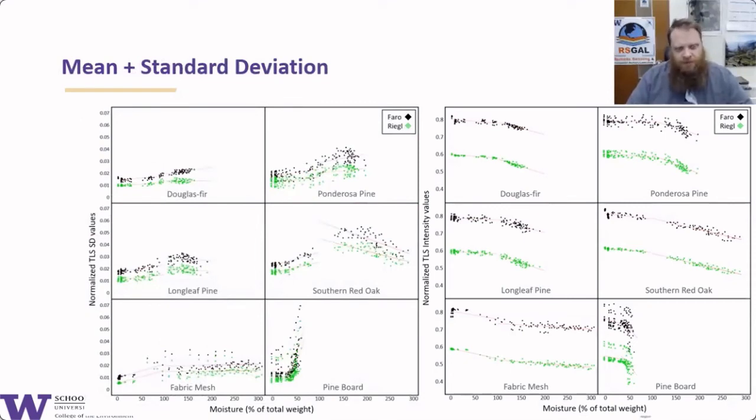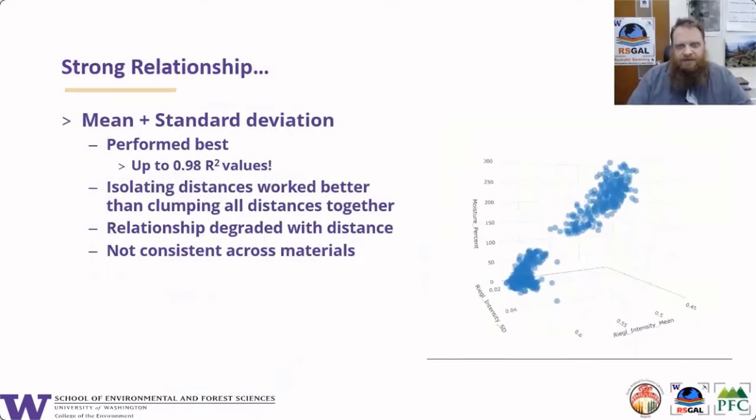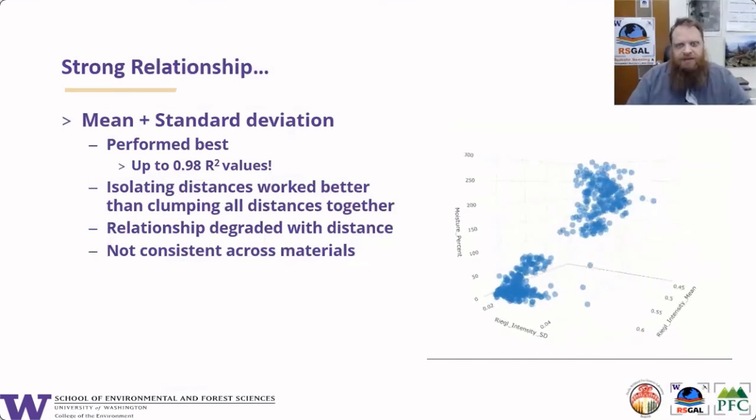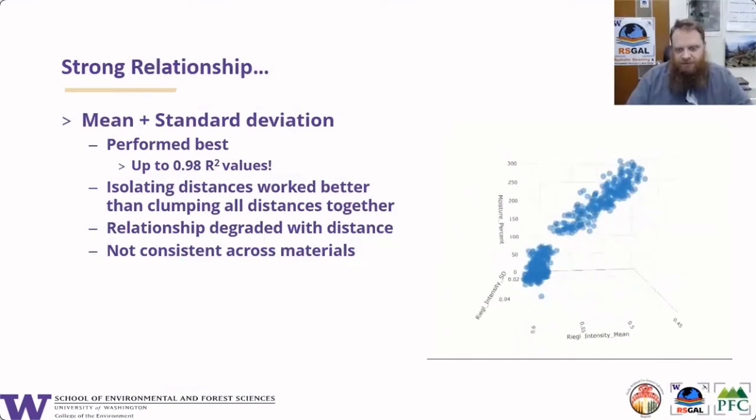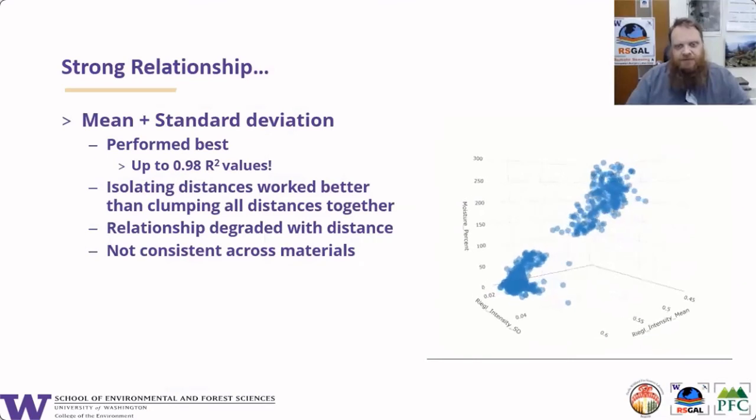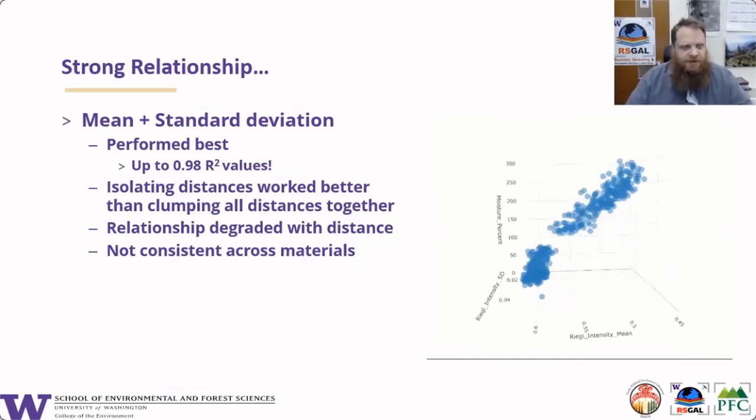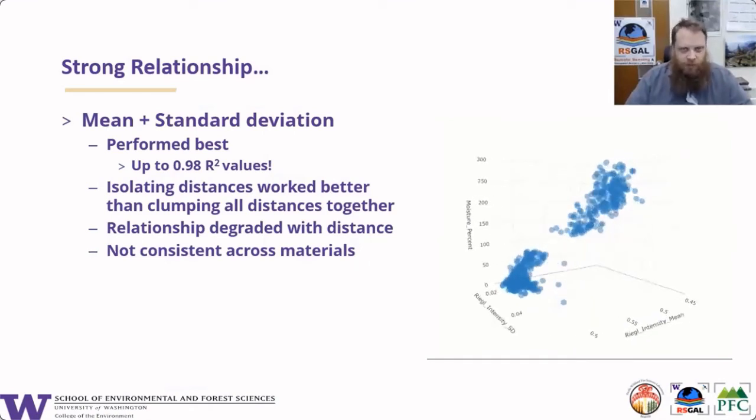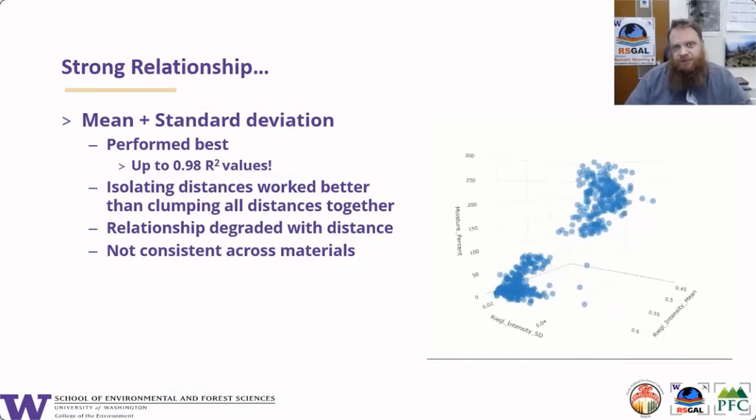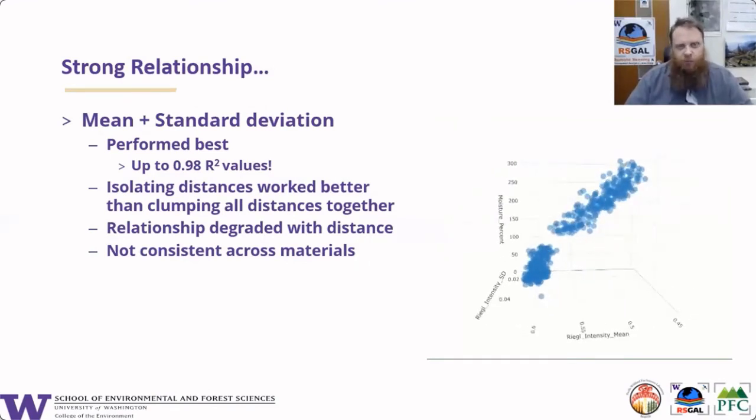And while these both have performed fairly well to model that relationship, the best models were actually formed when using the mean and standard deviation in a multiple linear regression. Visualizing that, here's a three-dimensional plot looking at the standard deviation and the mean intensity values in relationship to that moisture percent. When we combined these two variables together, we were getting R-squared values all the way up to 0.98 for that relationship between the LiDAR intensity returns and fuel moisture.